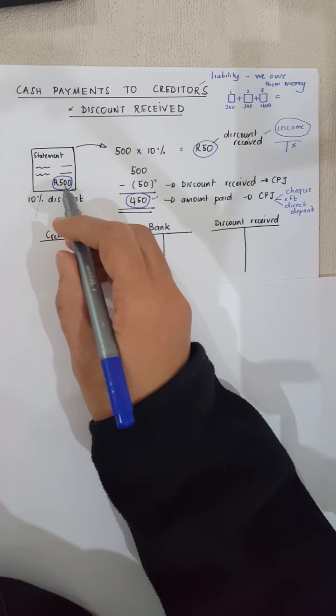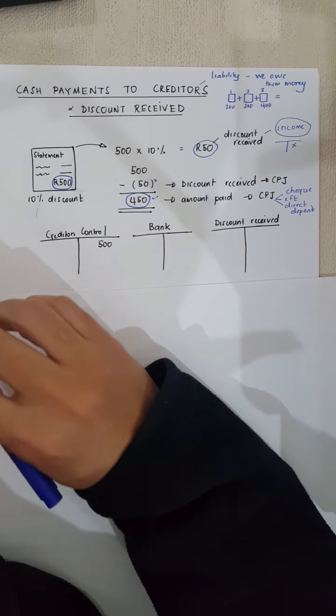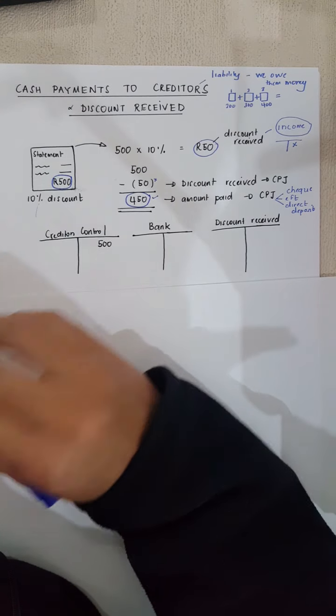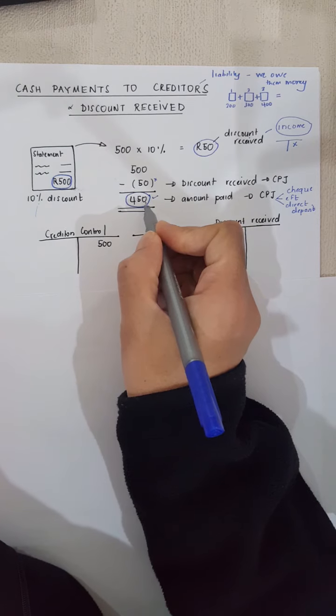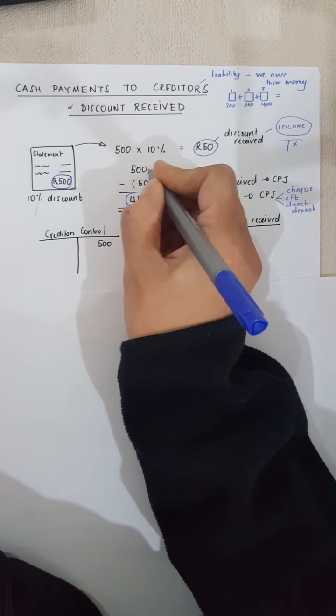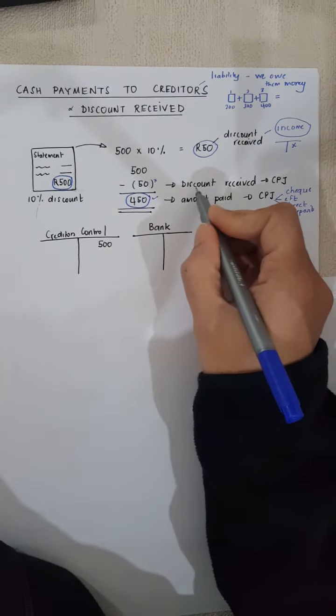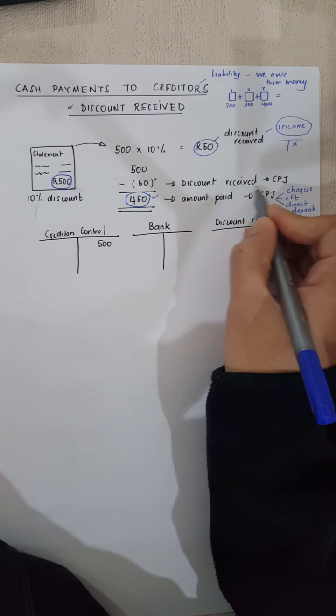And remember, in his books, with the debtor, he'll record 450 and he'll put discount allowed. Now on our side, we're only paying 450 Rand, but we have to account for that 500 Rand. So the 50 Rand will go in as an income as discount received.